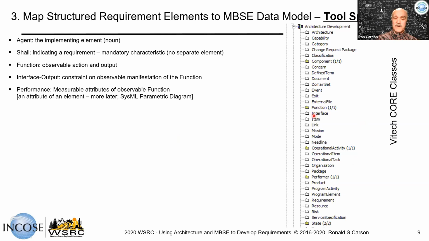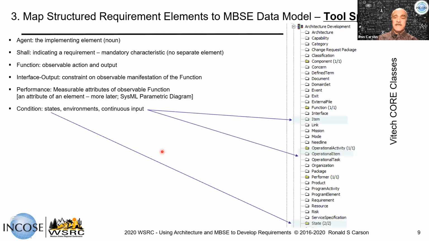You won't find it anywhere in here. In CORE, I add a parameter as an attribute of the operational activity or function. In SysML, you can use a parametric diagram, and I'll show these later, but performance is not a separate class in CORE. So you've got to figure out how to represent those measurable attributes of the function. The conditions can arise from multiple things, so there are several classes that might be used. They may be associated with states.